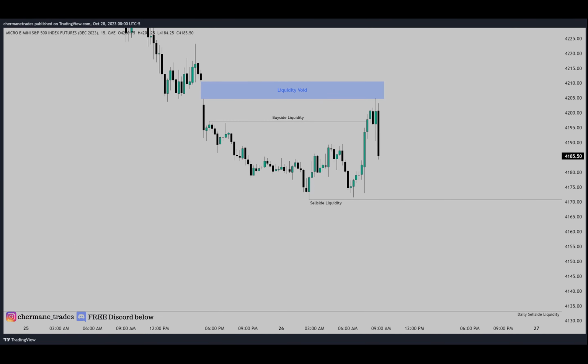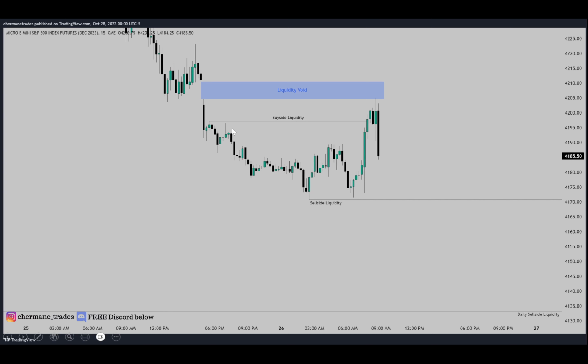We've gone to the 15-minute chart. Okay, this is that daily sell side liquidity level here, and we have relative equal lows here on the 15-minute time frame. This is what I was targeting intraday. Okay, so this is Thursday's price action here. I was looking to go short and target these lows before the market opens.